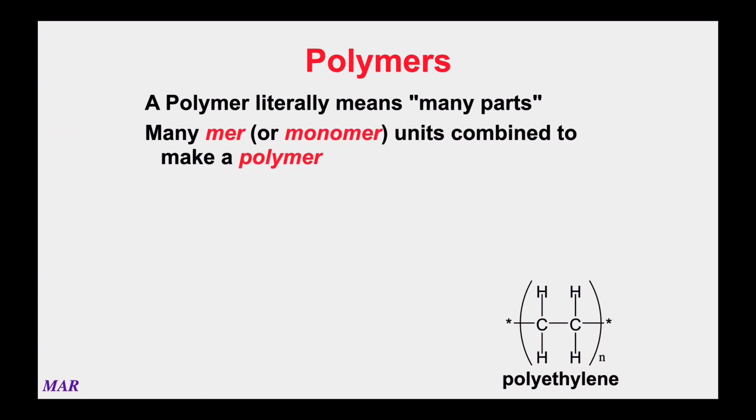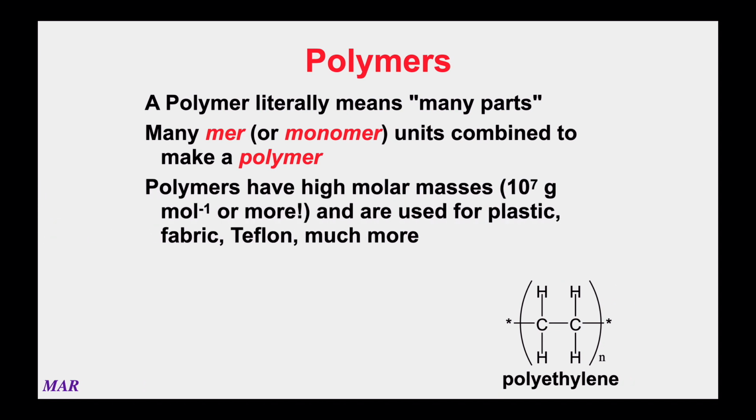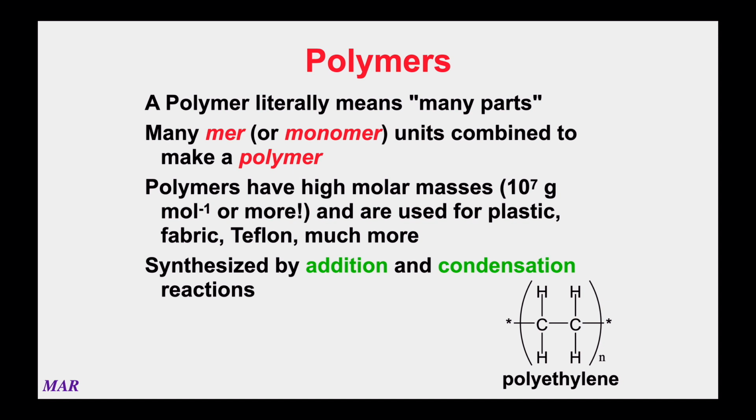So many mers, or monomer pieces or units, will combine to make a polymer, many pieces all together. These things have incredibly high molar masses. 1,000,000 grams per mole is not unheard of by any means. And again, a lot of things around us are polymers. A lot of fabrics, Teflon if you use nonstick pans, and many more examples. You can synthesize polymers through addition or condensation reactions, and I want to briefly talk about them. We're not going to go into either one of them in a lot of detail, but I think it's important to know in case you end up working with them or you want to know more about polymers and the effect they have on society.